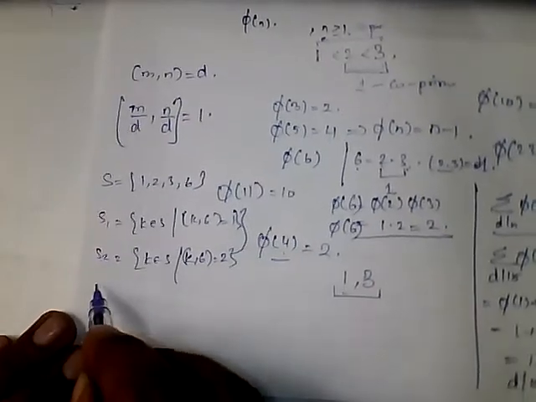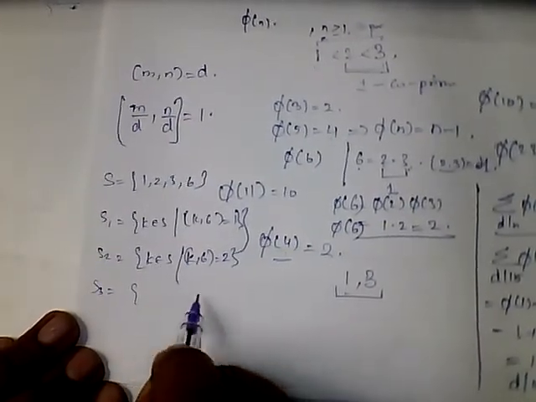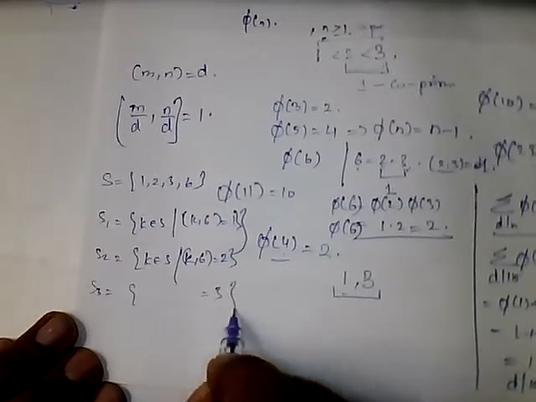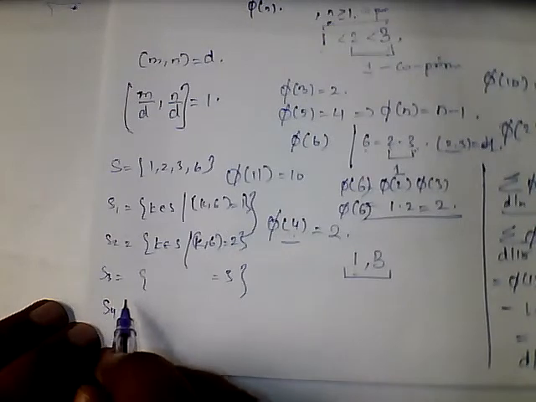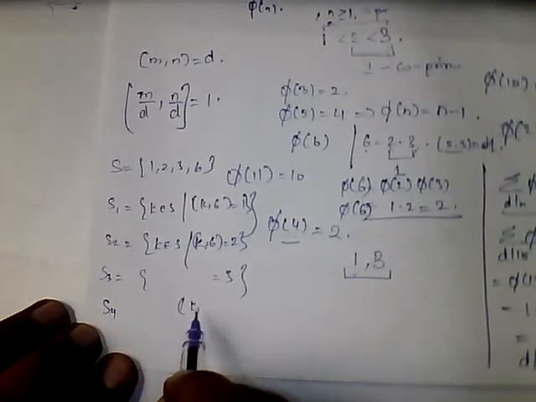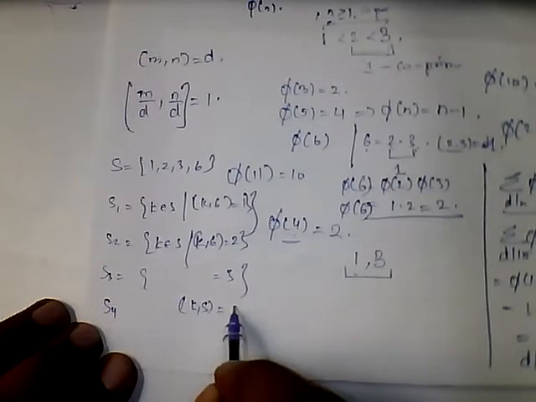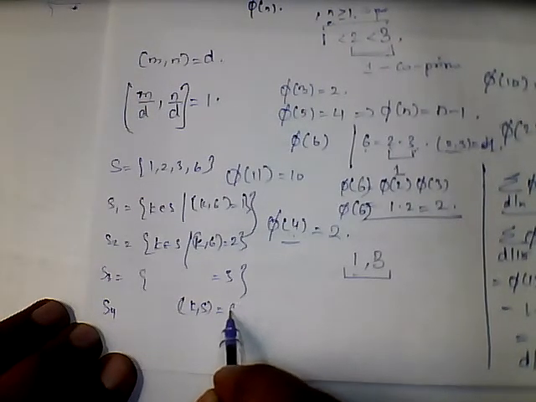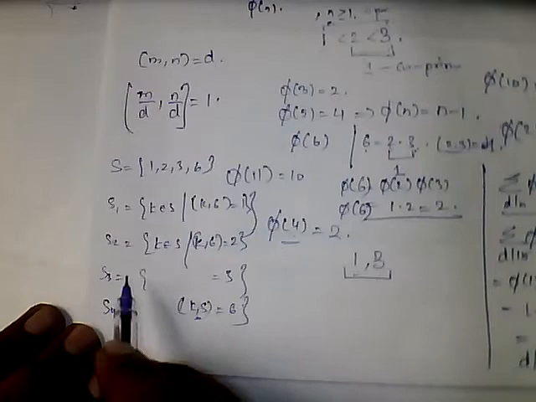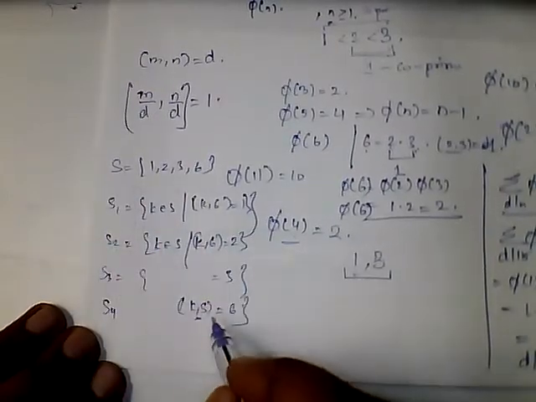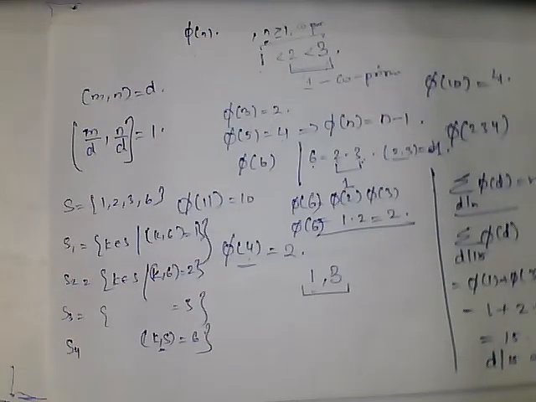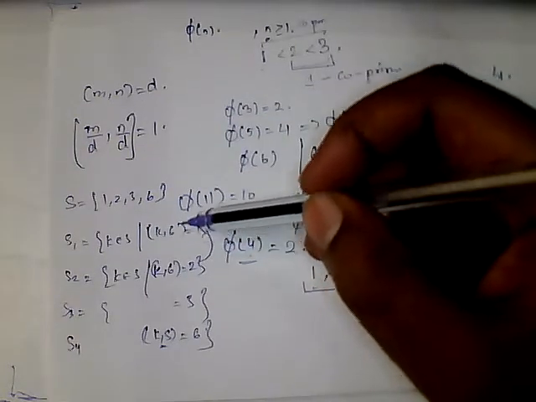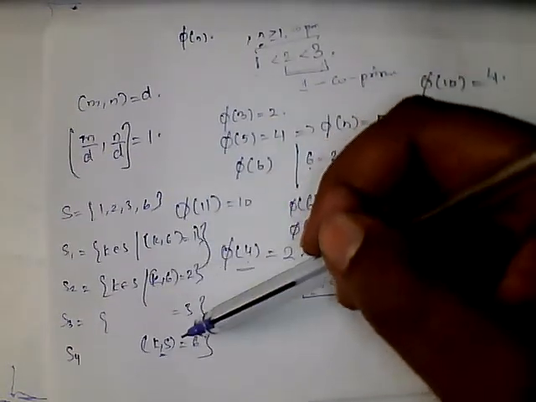S3 we get the same thing, that is equal to 3, and S4, we get the GCD of k and 6 equal to 6. So these are the sets which we got by having the GCDs of numbers which can divide 6.